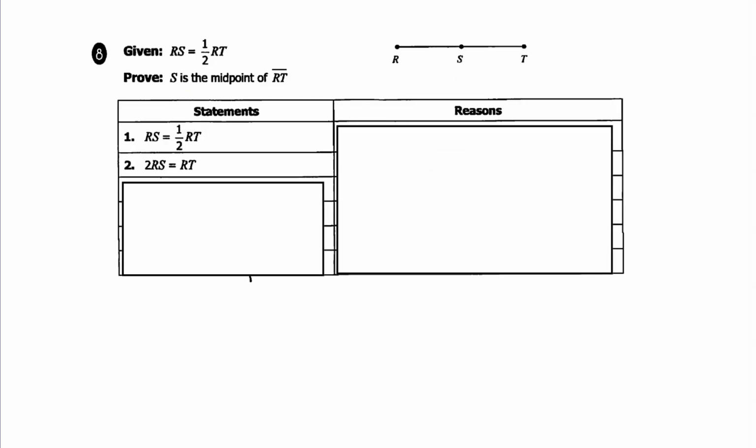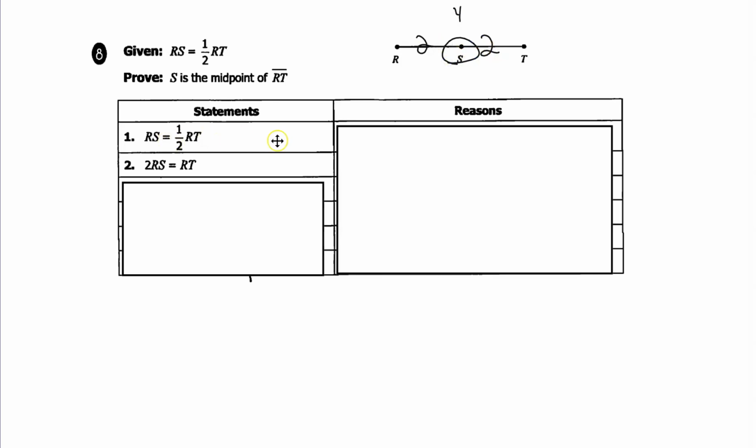All right, so RS equals 1/2 of RT. So basically it's saying that RS is half of RT. So when you think about it, if this was 4, and this is 2, that's half. What does this have to be? 2. So what does that make S? It makes it the midpoint.